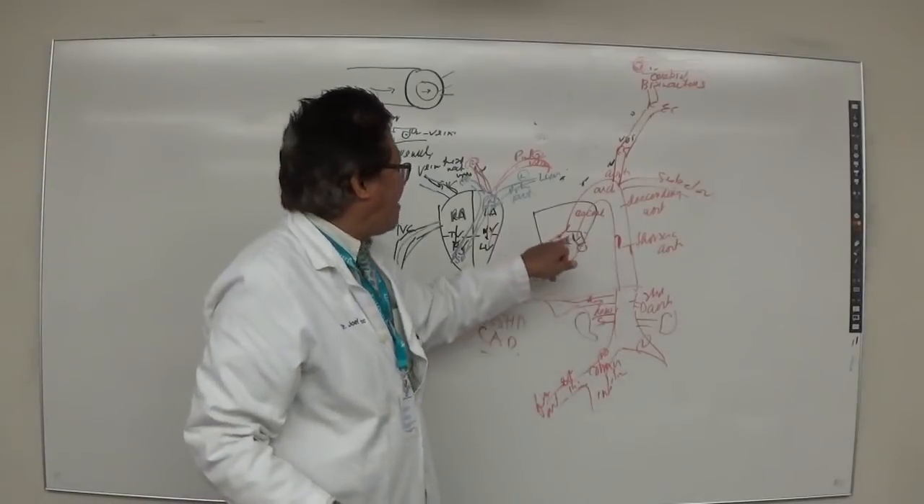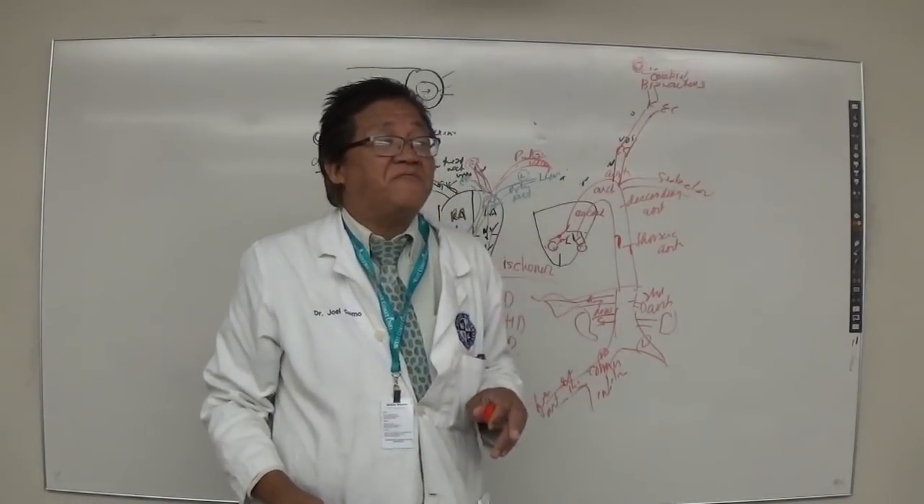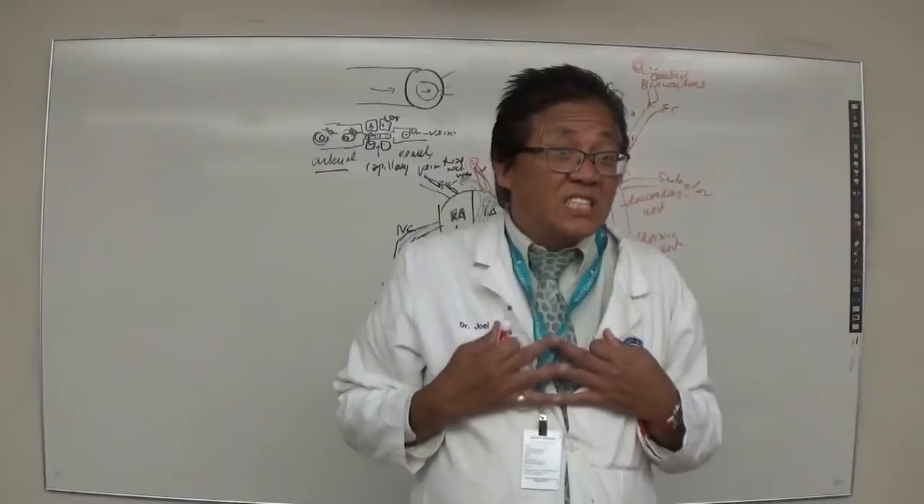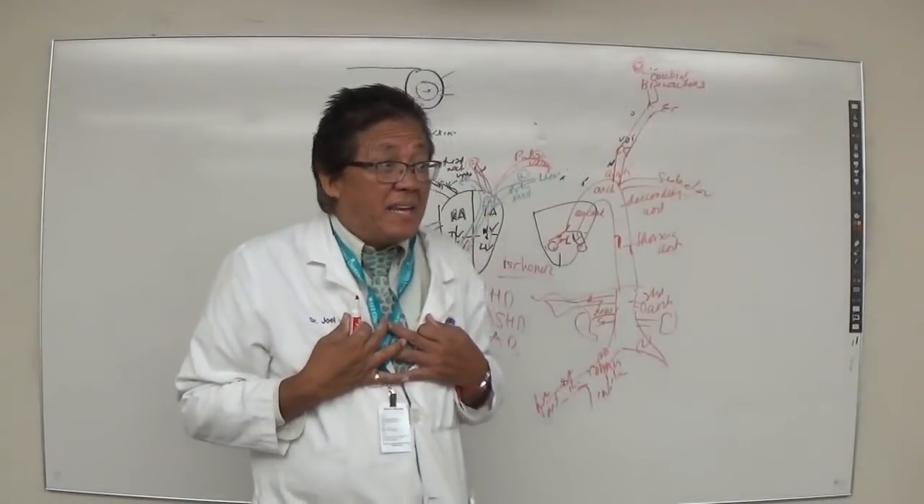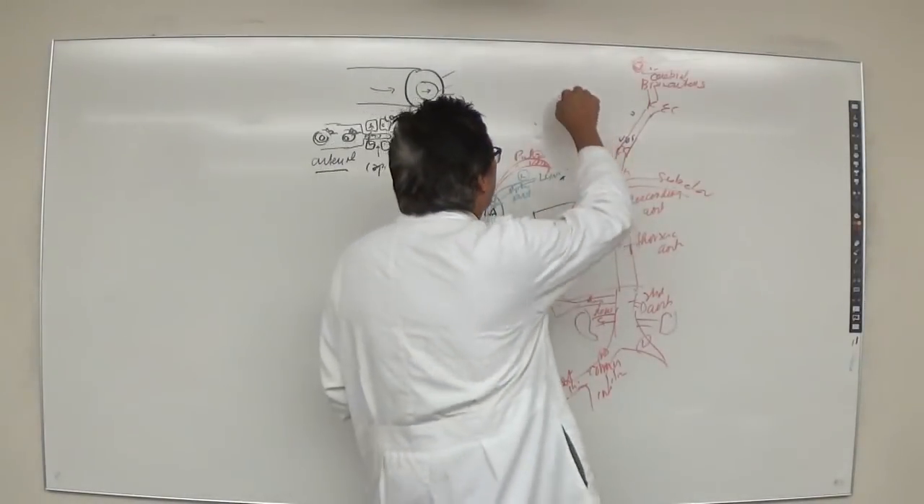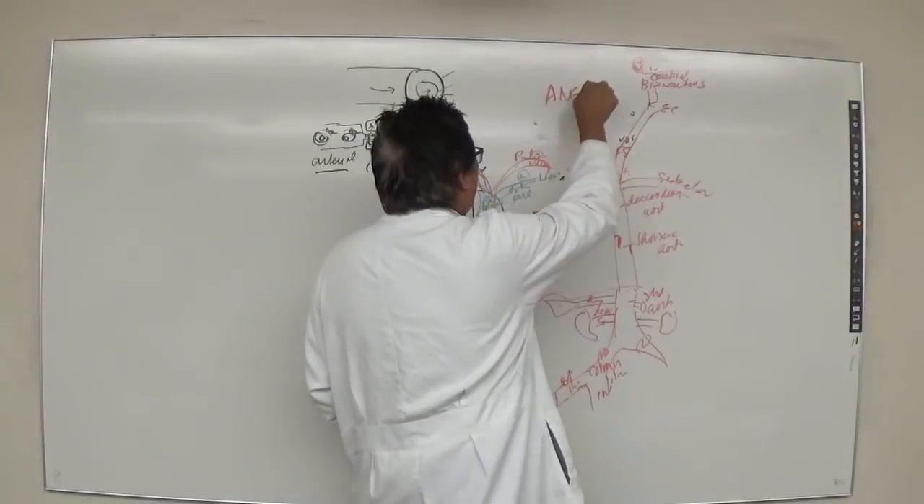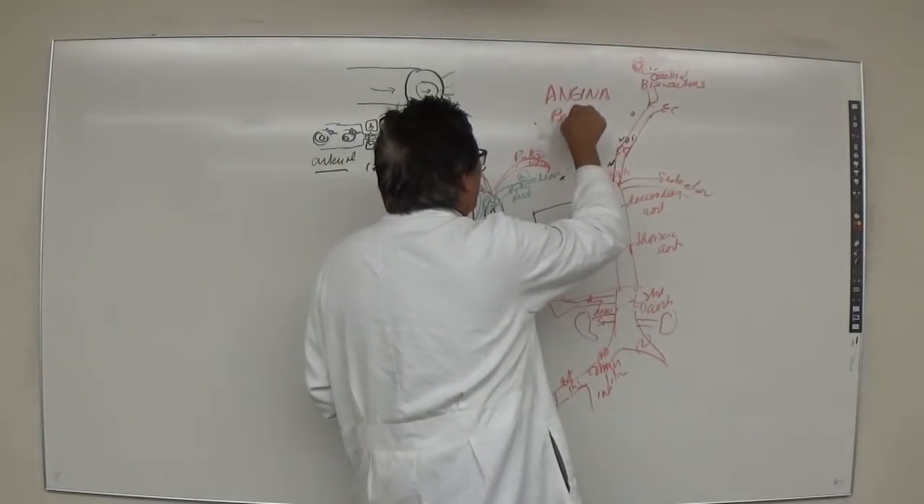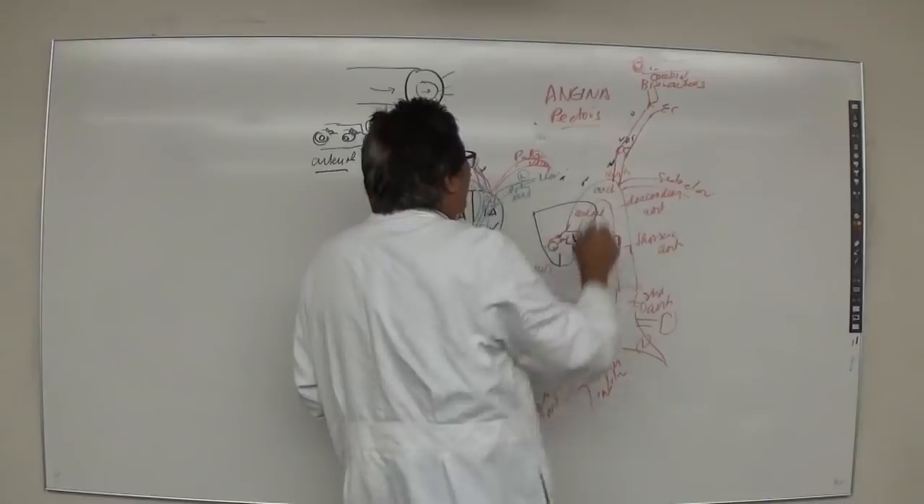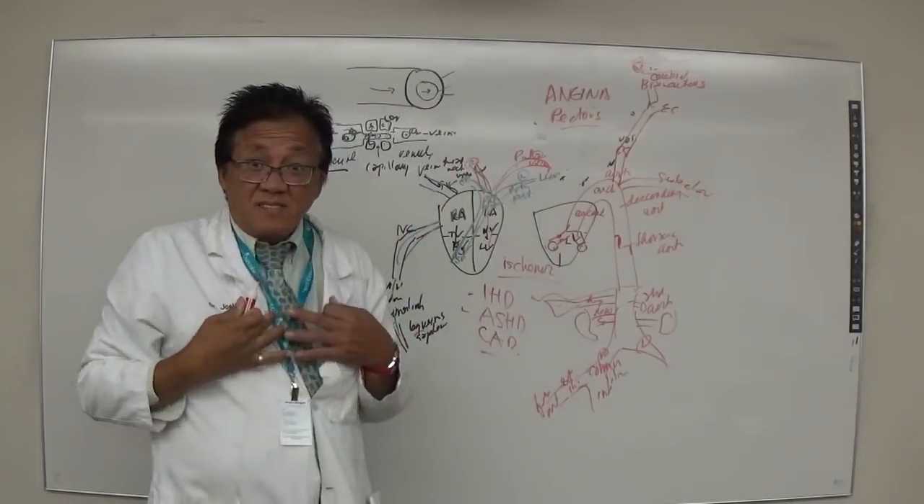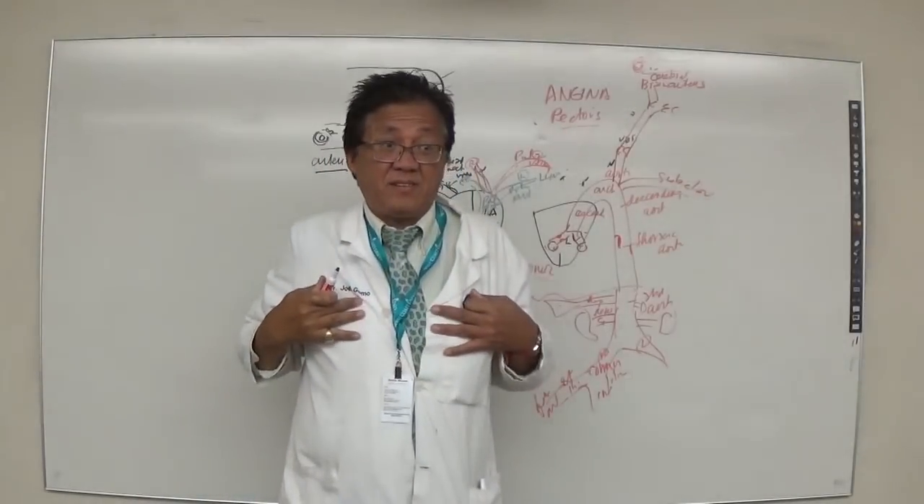So if you have decreased blood flow there, what will be the manifestation of the patient? They will complain of what? Chest pain. What's another word for chest pain? Angina. And what is another word for angina? Angina pectoris. Pectoris means chest. Pectoral is major muscles, right?